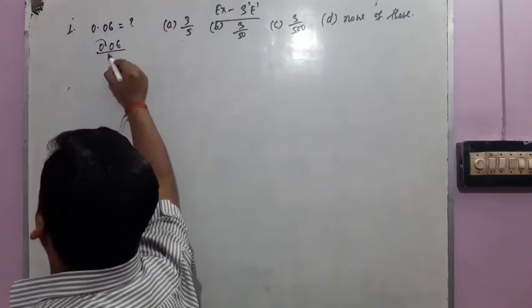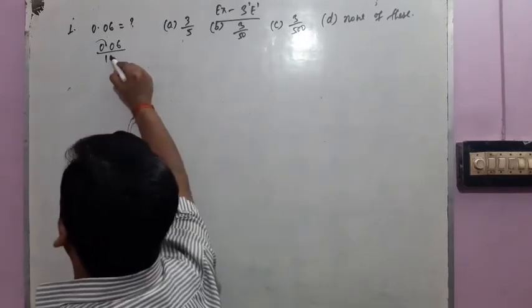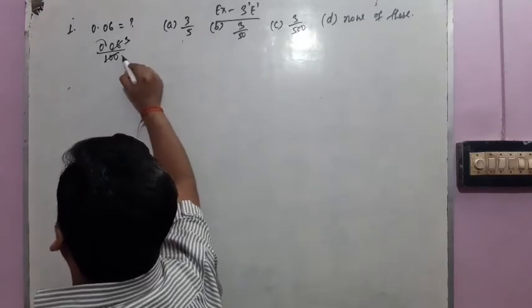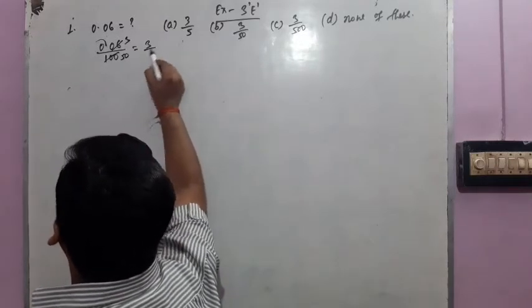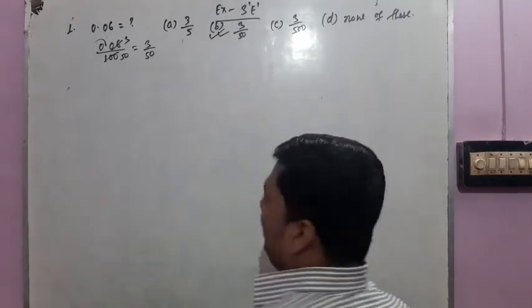So students, when you are solving 0.06, we have to remove the decimal from here. When you remove the decimal, 1 comes here. After the decimal, how many digits are there? 2 digits. So we have to mark 2 zeros here. Now we have to reduce the terms: 2 3s are 6 and 2 50s are 100. So the result will be 3 by 50, and the correct option is B.